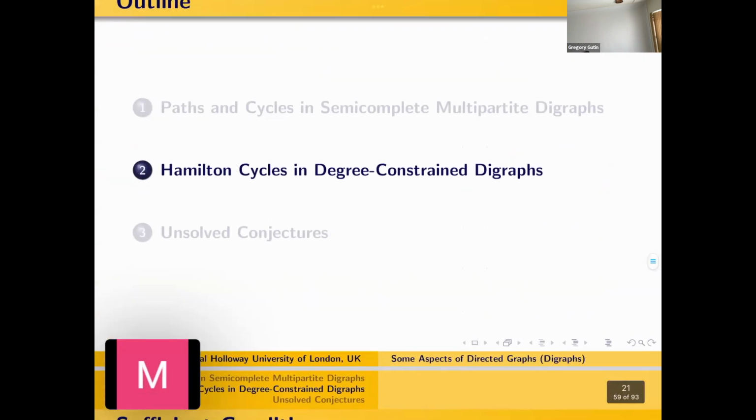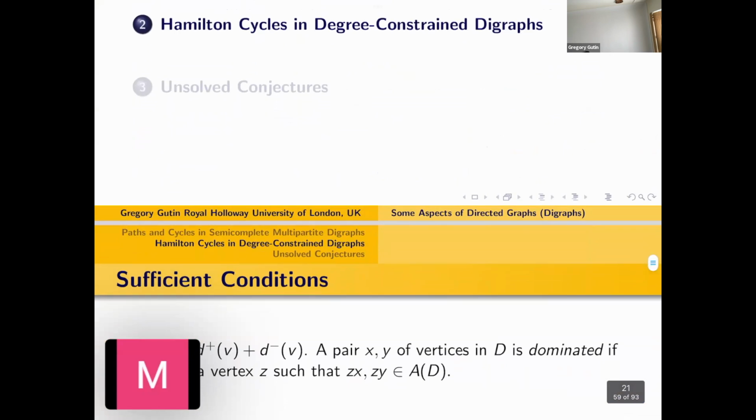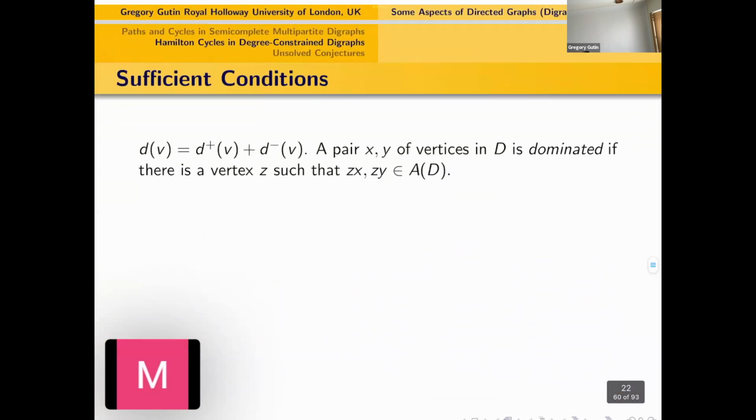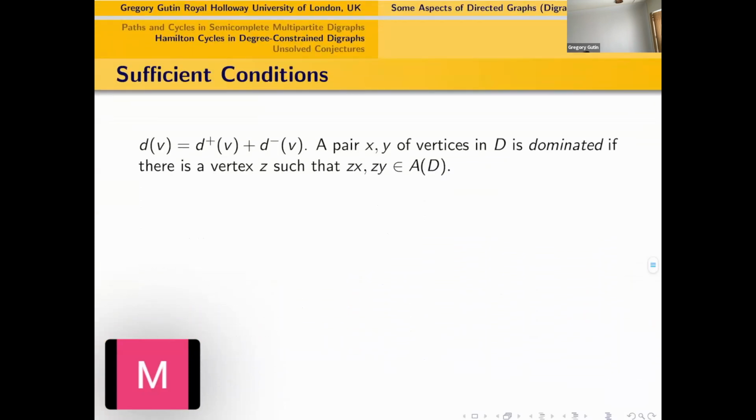Now, Hamilton cycles in degree-constrained digraphs. Now we are going to consider some sufficient conditions. I'm looking at the fact that I have only 10 minutes left. Maybe I can have 15 minutes because we started a bit later, but nevertheless, it's going to be a pretty quick tour among these sufficient conditions for a digraph to have a Hamiltonian cycle.